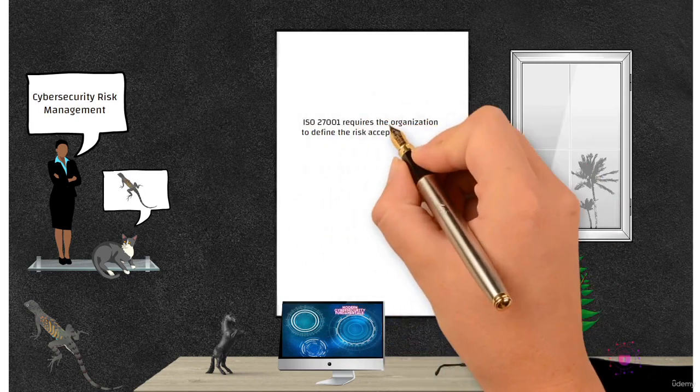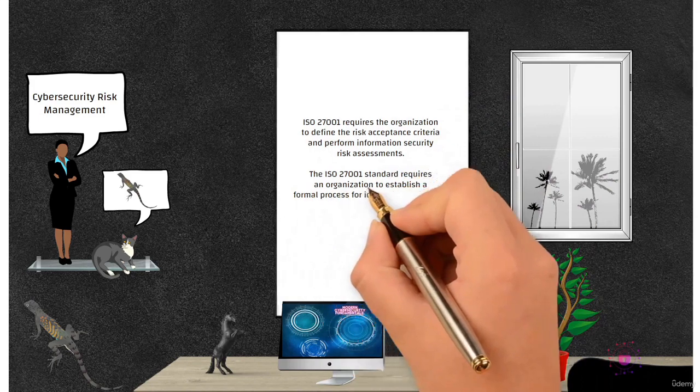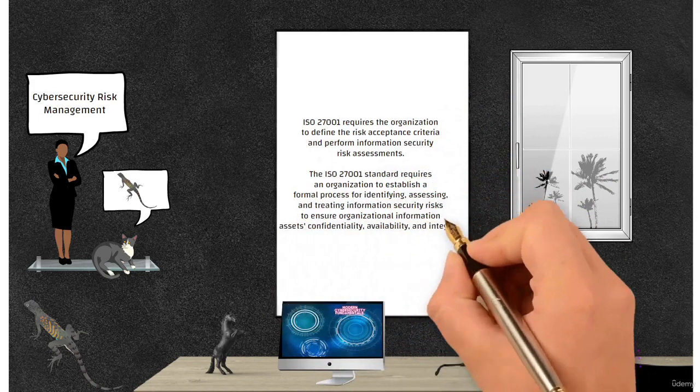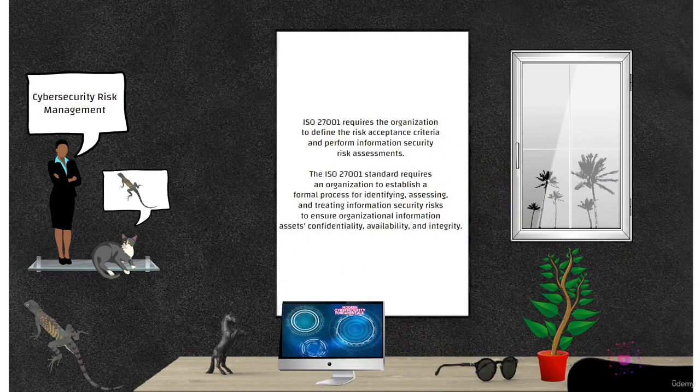ISO 27001 requires an organization to define the risk acceptance criteria and perform information security risk assessments. The ISO 27001 standard requires an organization to establish a formal process for identifying, assessing, and treating information security risks to ensure organizational information assets confidentiality, availability, and integrity.